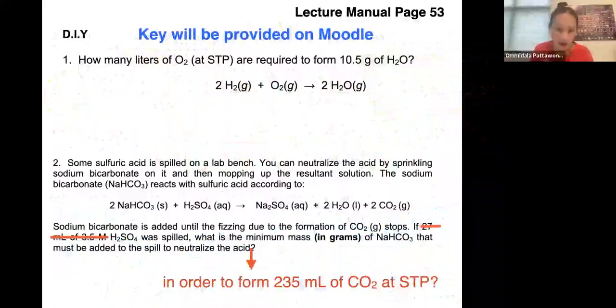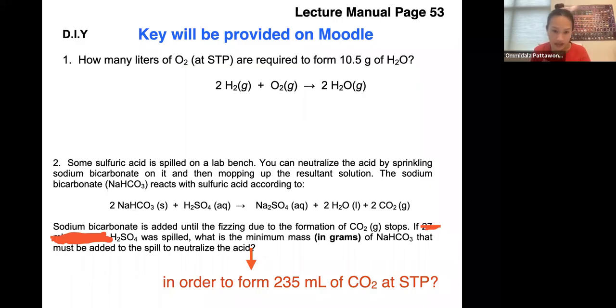Here are more problems that you can do. I would like you to practice this and then check your work against the answer key that will be provided on Moodle. One thing I would like you to correct though is this thing right here. Can you cross out 27 mL of 3.5 M? Cross this out. The reason for that is because you have not learned the molar unit yet. That is going to be part of chapter 11. I would like to avoid the confusion.